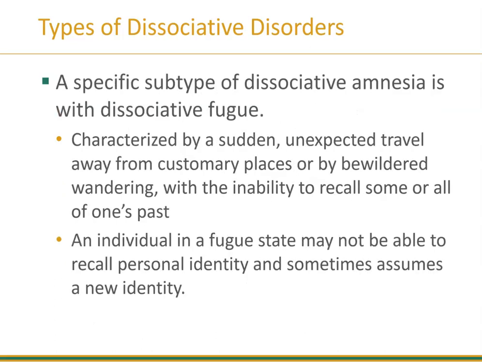The fourth type of dissociative amnesia is called dissociative fugue. This is characterized by sudden unexpected travel away from customary places, that the person is just wandering around, unable to recall any of their past. A person that has dissociative fugue may not be able to recall their personal identity, and sometimes they may go on to assume a new identity.